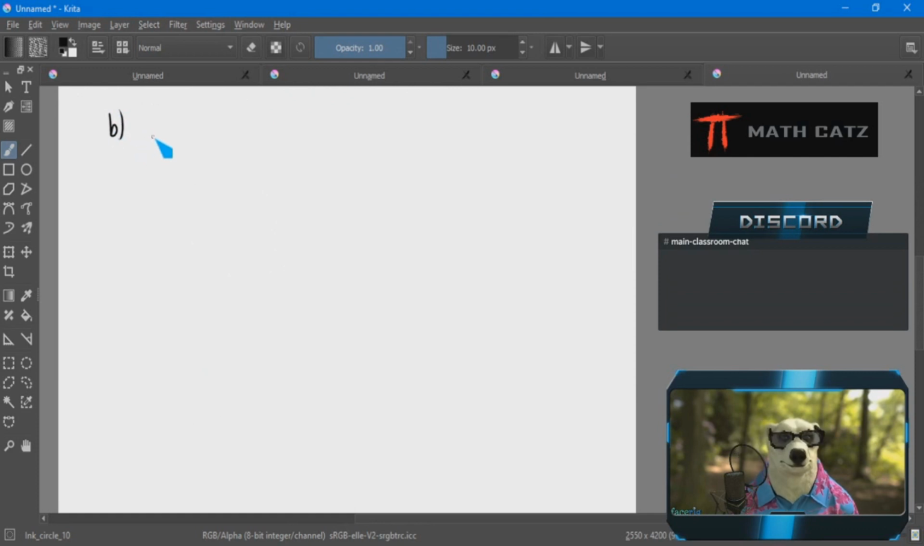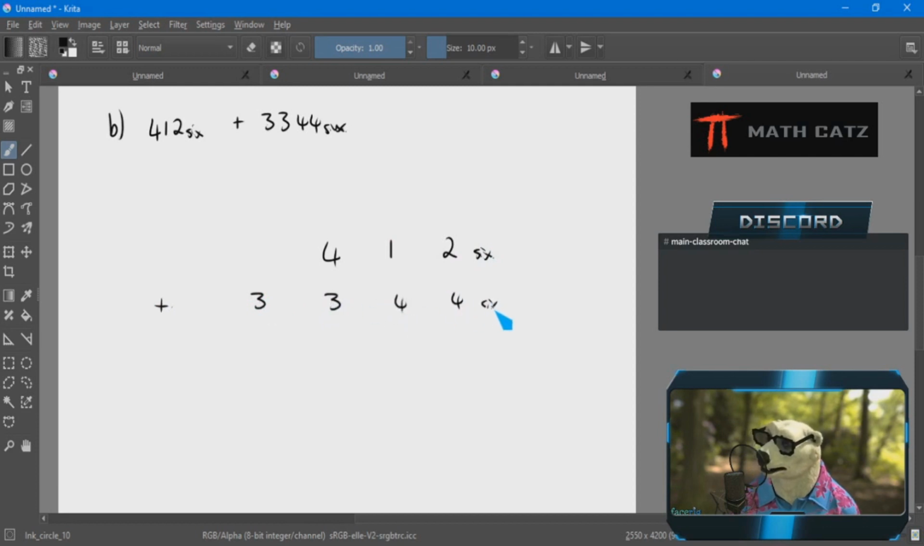Next one is 412 base 6 plus 3344 base 6. Same method, line it up, give yourself some space, make it easy. And I'm ready to go. First column, 2 plus 4, I have a word for it, it's 6. There's no symbol for that. It's one group of 6 and nothing left over.